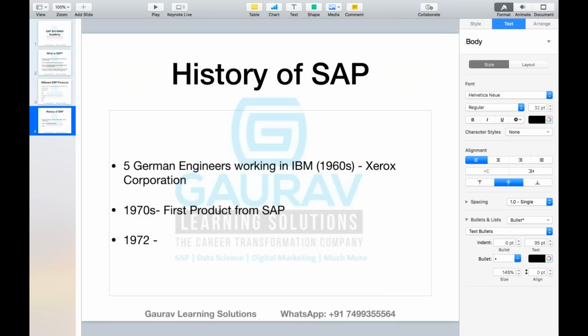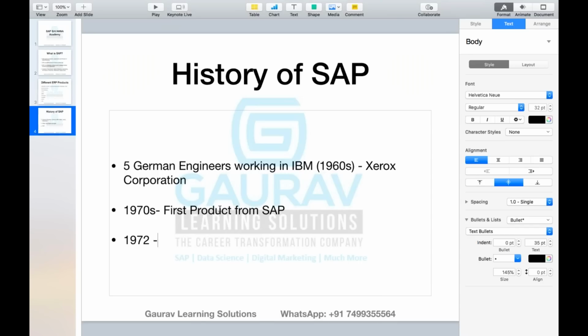Right, so the history, wherever you will be able to see, it will start from 1972. In 1972, SAP registered as a company and they started selling the products. So starting from 1972 till today, 2020, there are various different products which were developed by SAP. Obviously 1972 was basic functions.